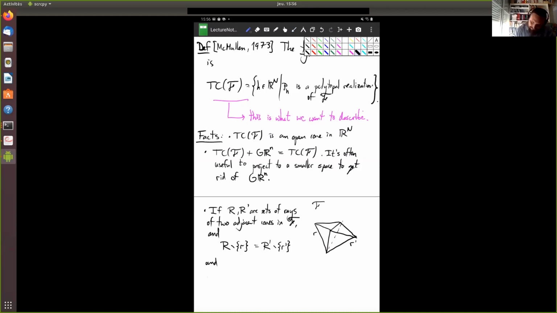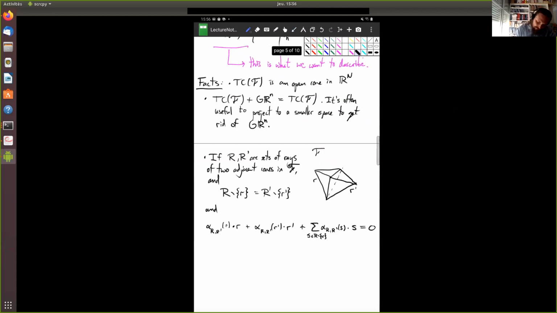So let's say that alpha big R prime of small r is a scalar times the vector r, plus alpha r prime, small r prime, times r prime, plus the sum over all those s's that r and r prime have in common of some scalars times s. Let's say that this is 0. And you can normalize this in such a way that alpha r prime of small r and alpha r prime of small r prime are positive. Okay, so if you have this situation, it took a while to write down, but it's really simple.